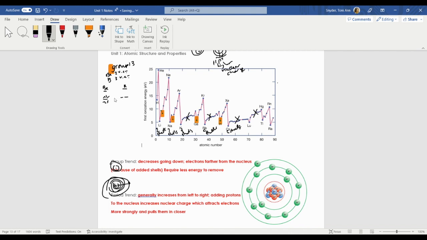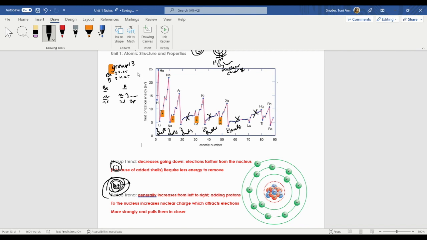Boron, however, I drew that a little bit weird. Let's erase those. Here's 2p, here's 2s. Boron has 3 valence electrons.